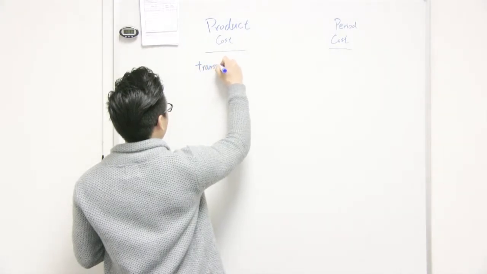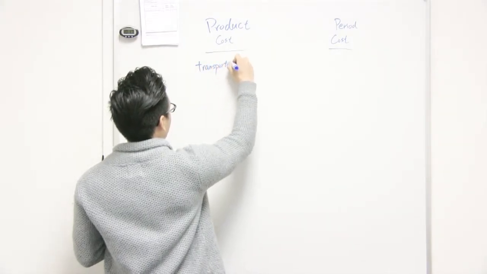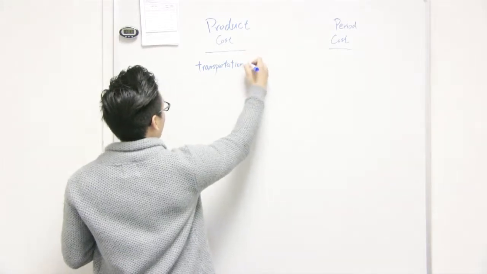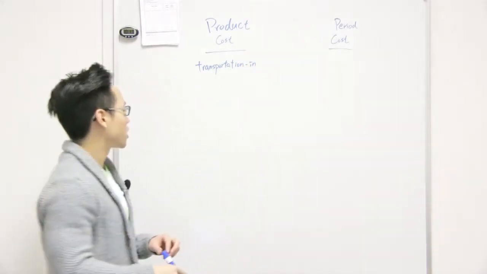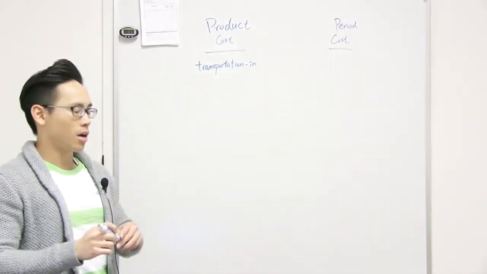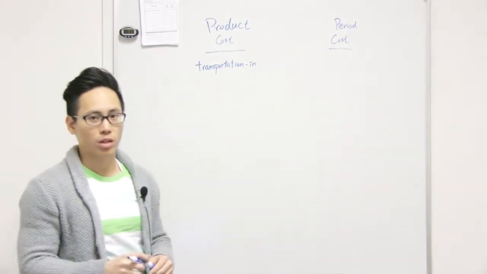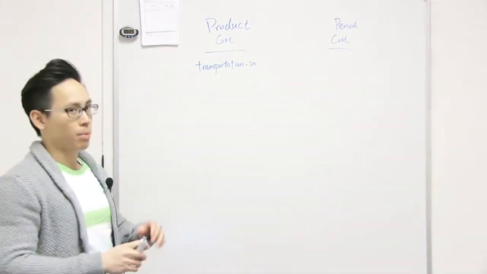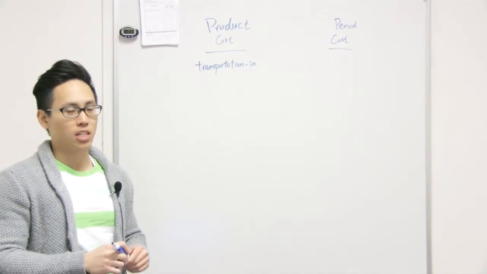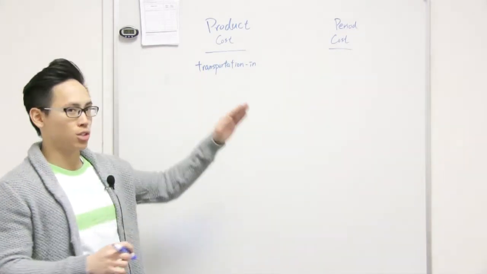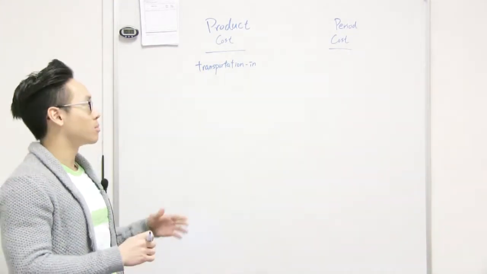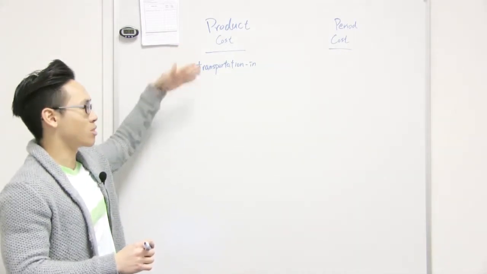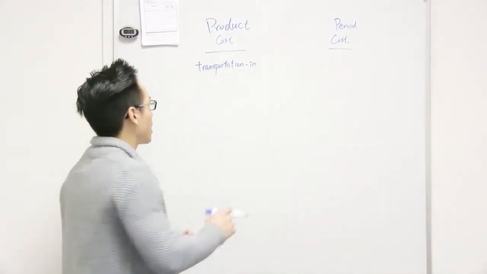transportation. So if you are buying inventory from a supplier and you're paying for the transportation in, you will add that to your inventory account, which means that it's going to be a product cost because you add it to the inventory.